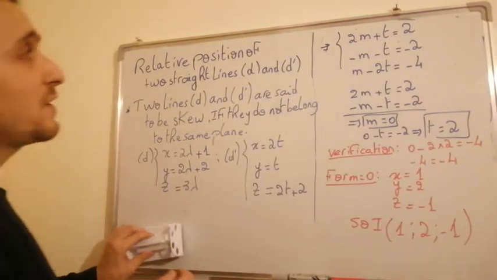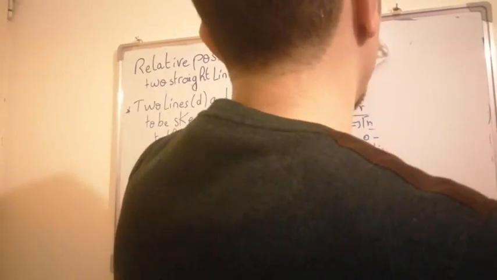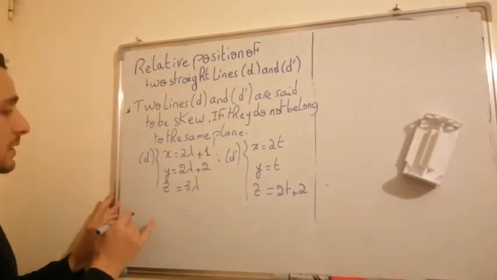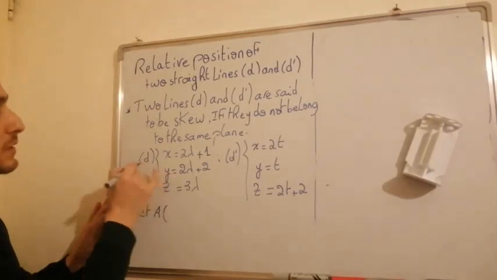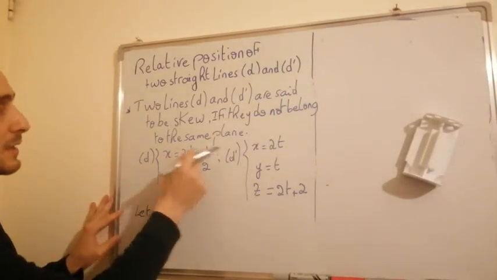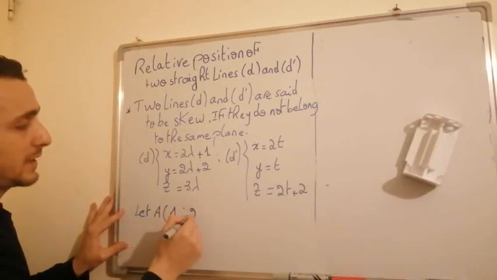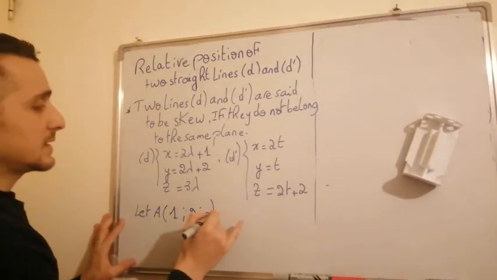Okay, but there is a slightly easier method, and I think you will like this one more. It's by determinant. We take a point on the first line. For example, let A be a point on the line D. For lambda equals 0, we obtain A of abscissa 1, ordinate 2, and z of A equals 0.